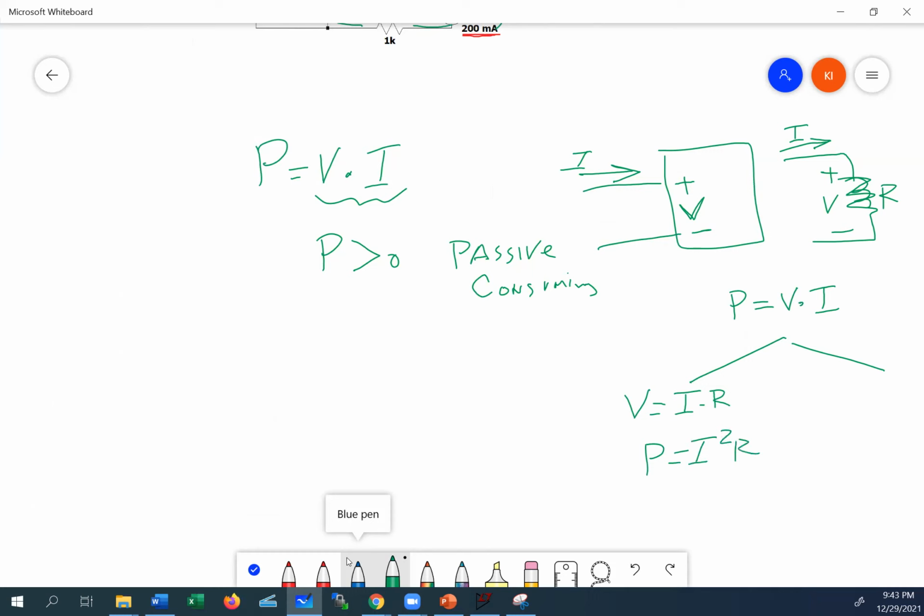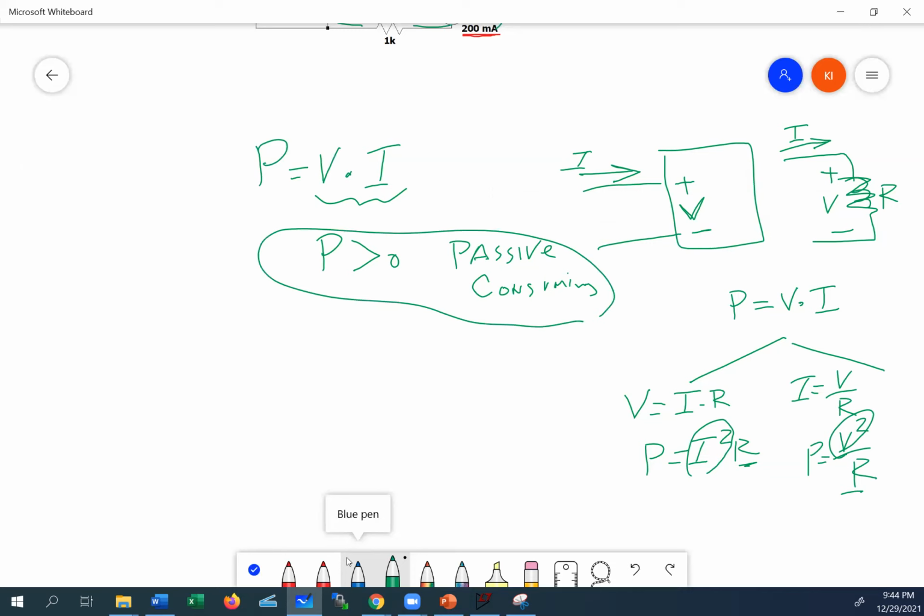Or you can use the other form of Ohm's law and say I is equal to V over R. And if you do that, then power becomes equal to V squared over R. As you can see, I is always squared, V is always squared, which is positive, and R is positive. So for a resistor, power is always positive because they're always consuming power. They take electricity and generate heat. That's their job. Their job is to consume the power and generate heat.